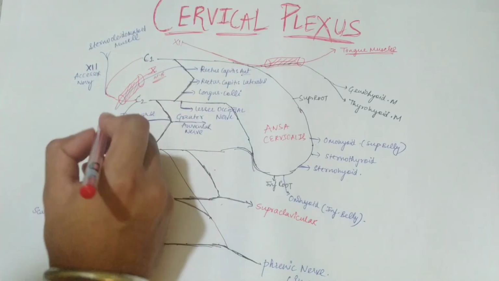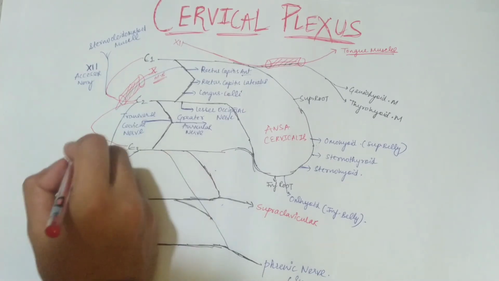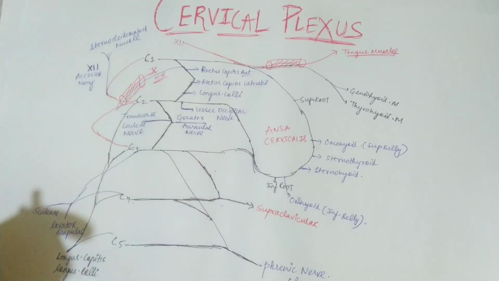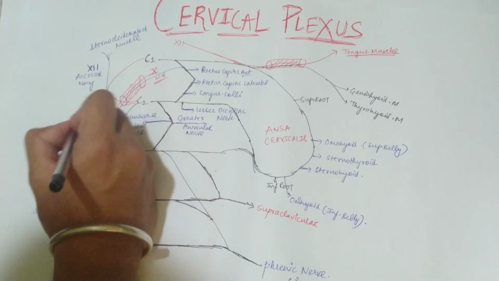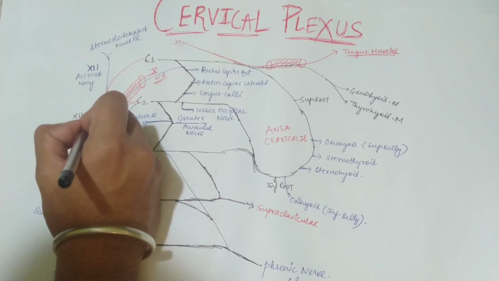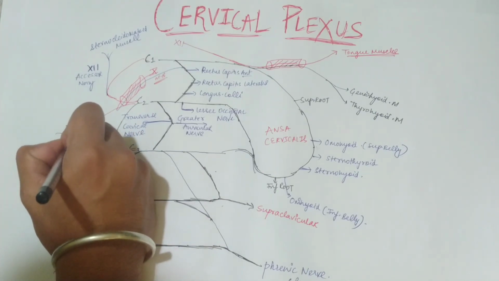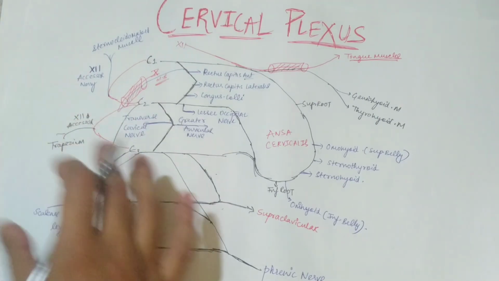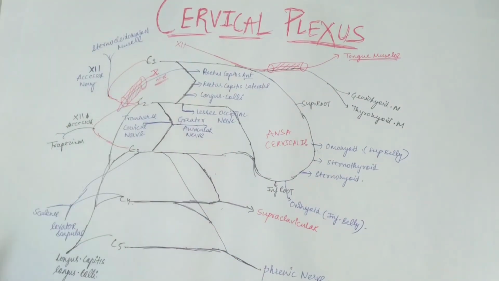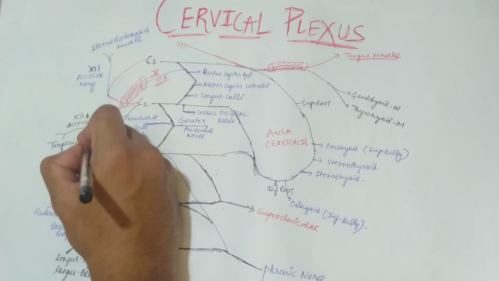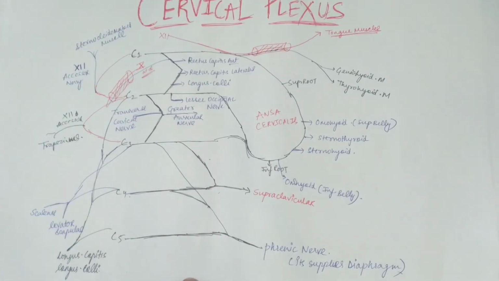And now fibers from your C2 and C3 roots join together with the accessory nerve again, and supply your trapezius muscle. So not only accessory nerve fibers are included, the fibers from C2 and C3 are also included in the motor innervation to our trapezius muscle and the sternocleidomastoid muscle.